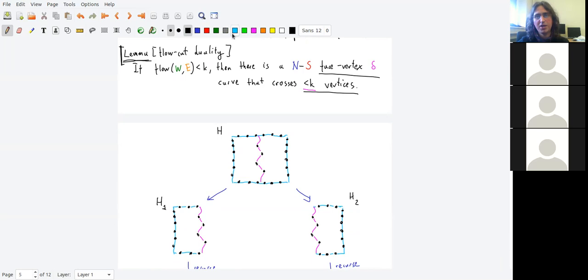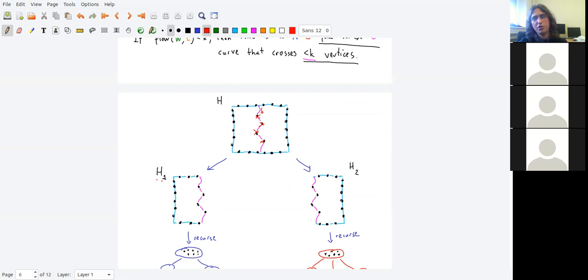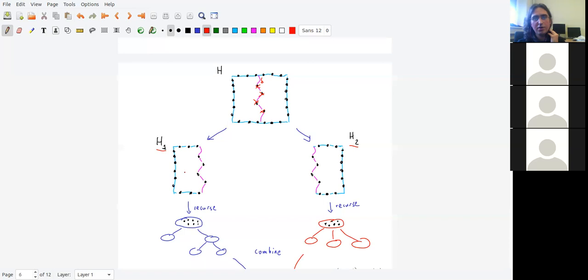Namely, if I have now this curve going through the separator, call it delta, then I can break my graph H into two subgraphs, H1 and H2. This is the subgraph to the left of the curve delta and what is to the right. So now in H1, I apply my algorithm recursively and compute some tree decomposition of H1 that has all these vertices on the boundary of H1 in the top bag. Similarly for H2, so these black vertices are the vertices on the boundary of H2.